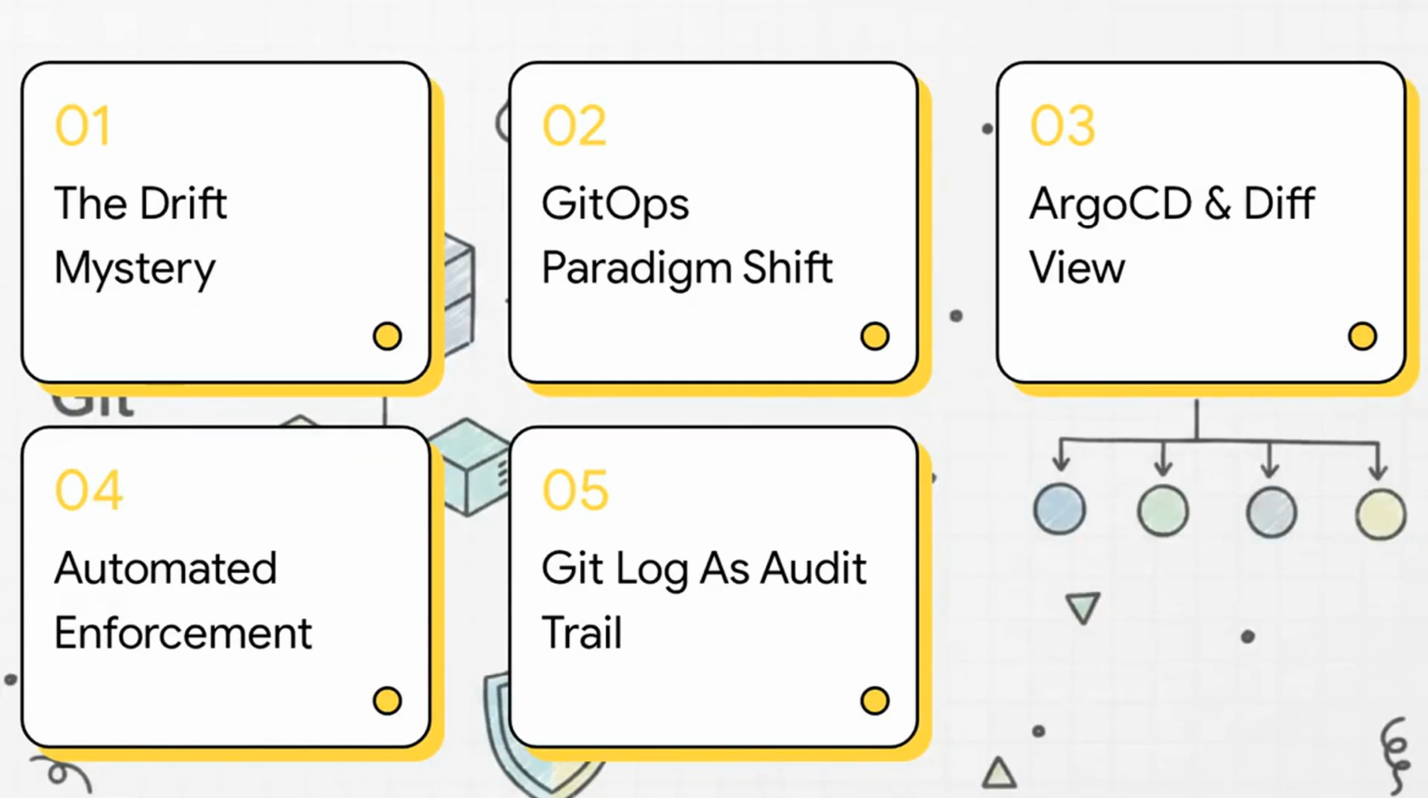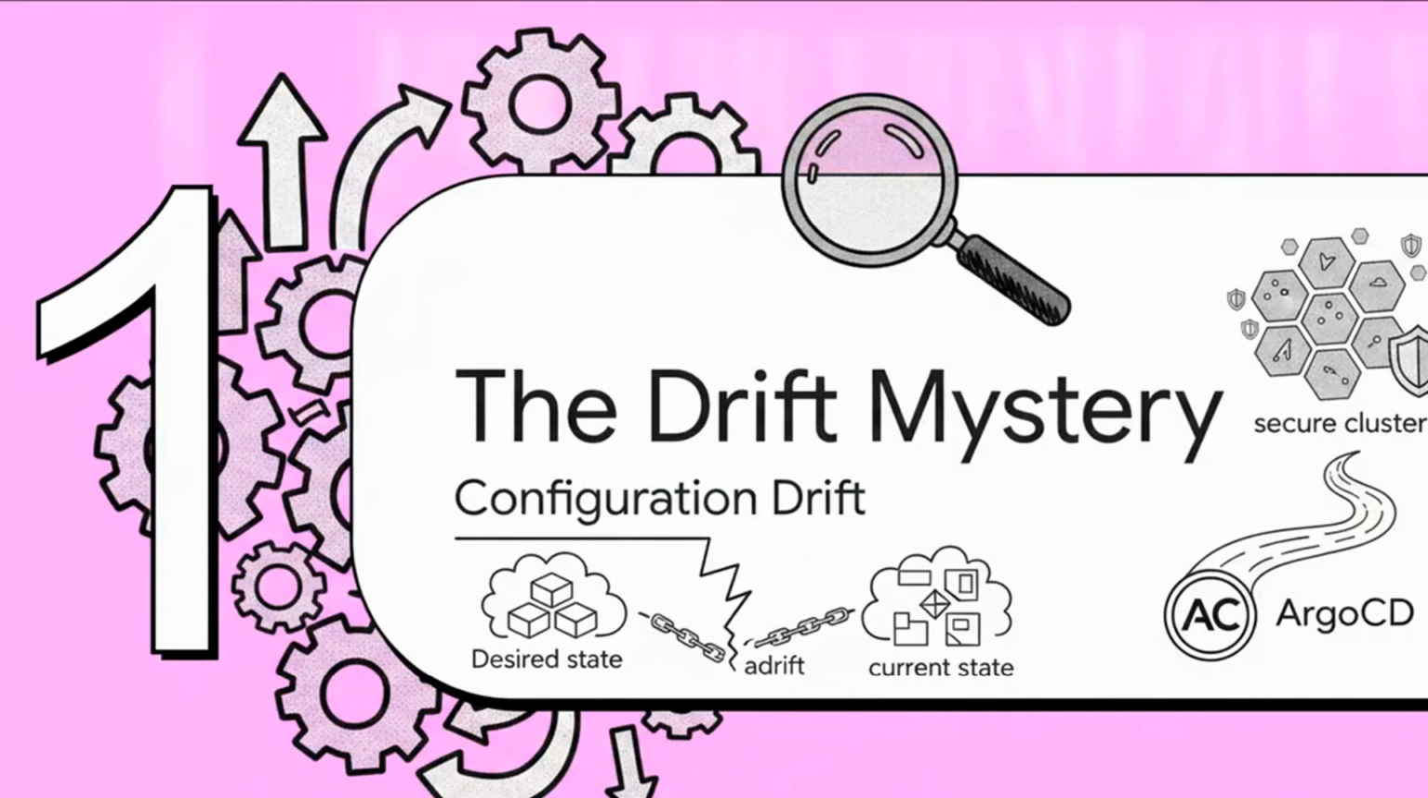So here's our game plan for cluster governance today, and exactly how we're going to permanently eliminate this drift and lock down our infrastructure. We'll start by unpacking the drift mystery. Then we'll look at the GitOps paradigm shift. After that, Argo CD and the diff view. Then automated enforcement. And finally, using the Git log as our audit trail. Okay, starting with section 1, the drift mystery.